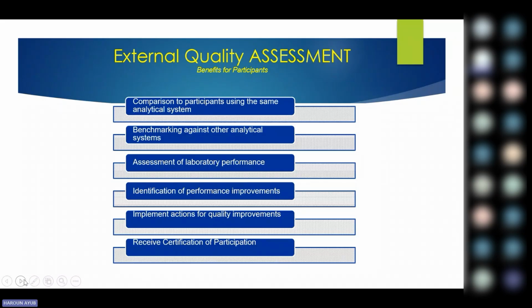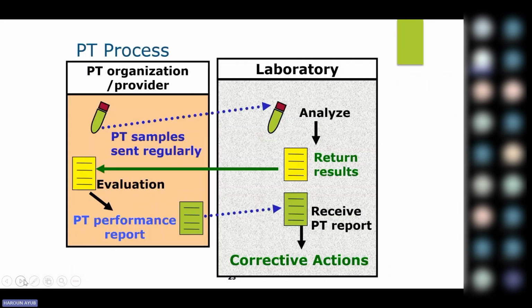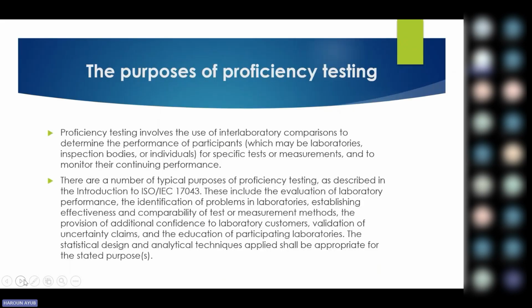We're able to assess lab performance, identify performance improvements by doing our corrective actions, root cause analysis, and preventive actions, implement actions for quality improvement, and we receive a certificate for participation. So that's just a simple process. You get a PT sample sent regularly to you. You analyze, send results, get them evaluated, get a report, do corrective actions.